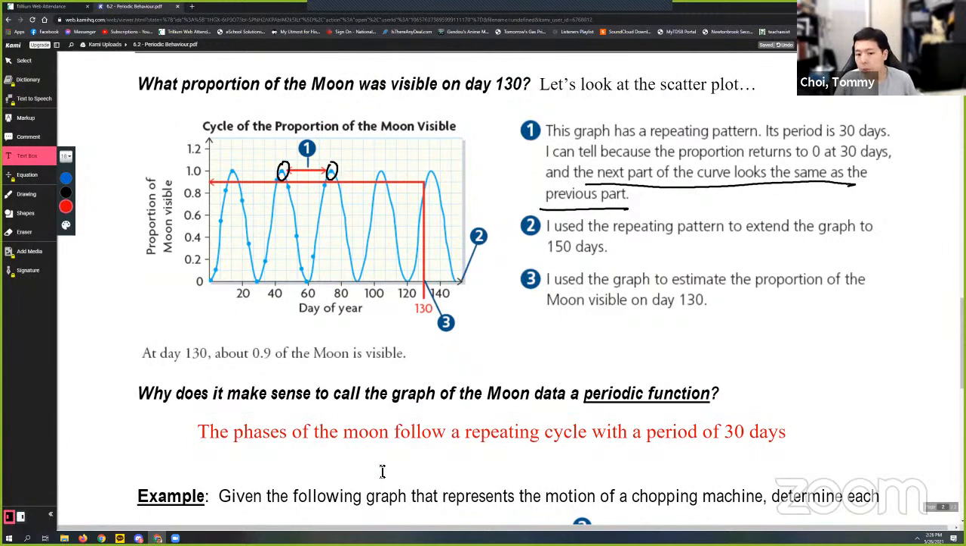Because the phases of the moon follow a repeating cycle with a period of 30 days. So we know exactly how long it takes for that cycle to repeat, and it keeps doing that over and over again. Okay, so that's what we're doing.